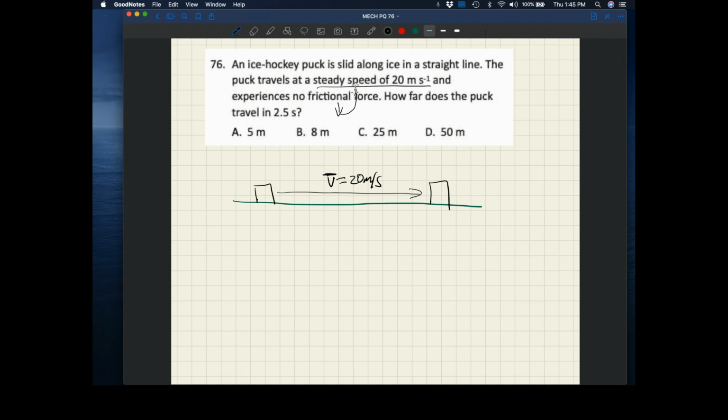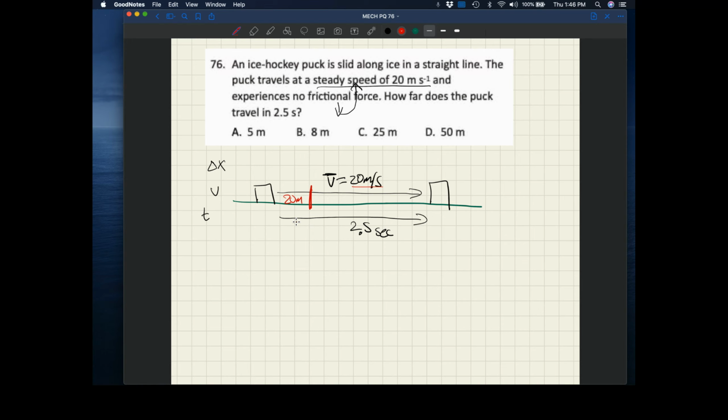How far does it travel in 2.5 seconds? So we've got our time here, our velocity here, and we want the distance, delta x. All right, so let's just do this very simply, 2.5 seconds. If it's traveling 20 meters per second, how far would it go in 1 second? Well, in 1 second, it would go 20 meters. But we're talking about 2.5.